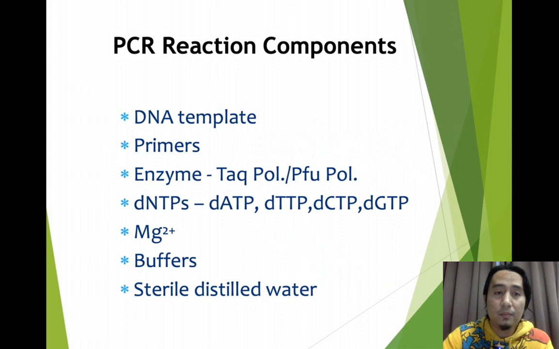Okay, so this is basically the PCR reaction components. It consists of DNA template. DNA template means your gene of interest. Primers. Primers consist of forward and reverse primers.